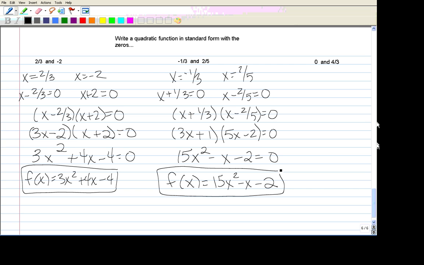And for this last one, I want you to do this one on your own. And make sure you have it written down in your notes. We'll go over it in class together.